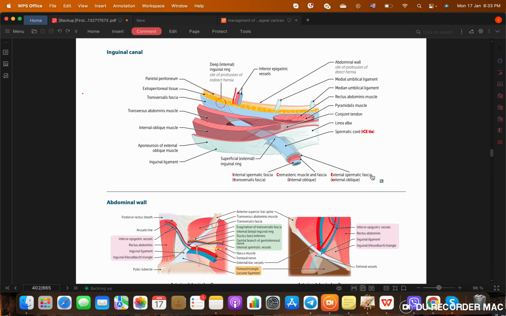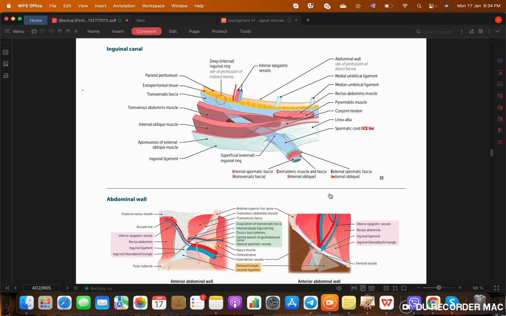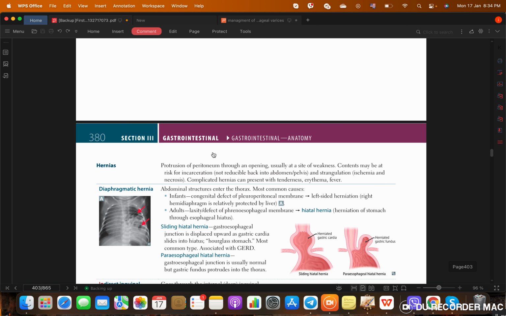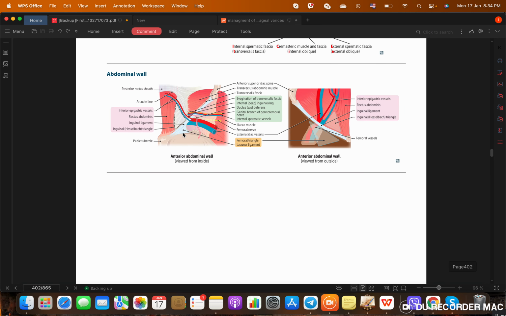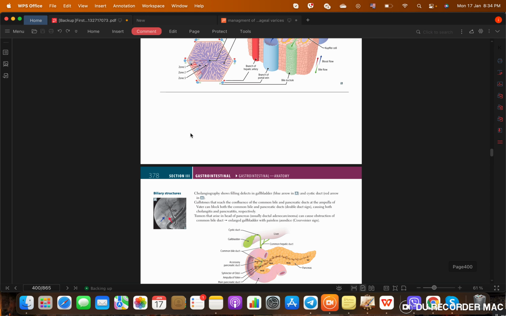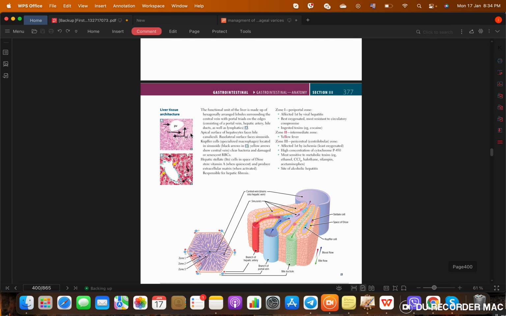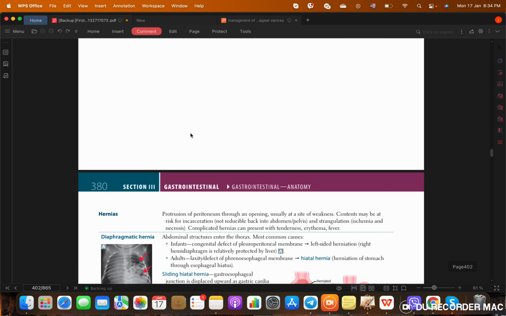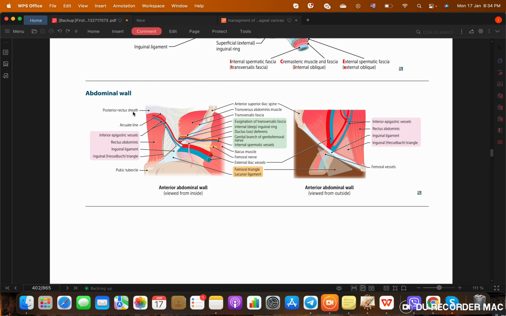Okay, so that will be it for the inguinal canal. We'll be speaking more about it regarding the hernias themselves. So let me just give you the last point here about the abdominal wall, and we will be done today with a good 8 pages, which is much more than I wanted to do. So that's good. Abdominal wall.